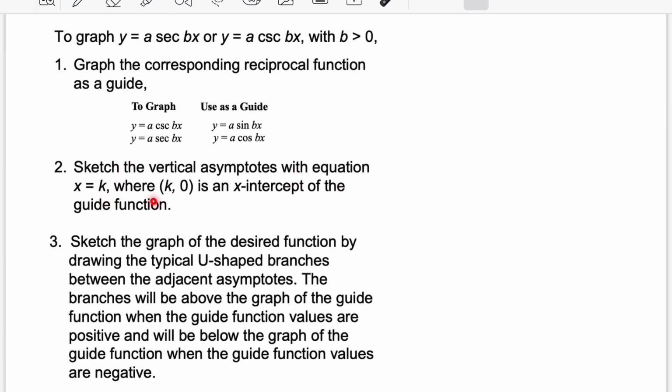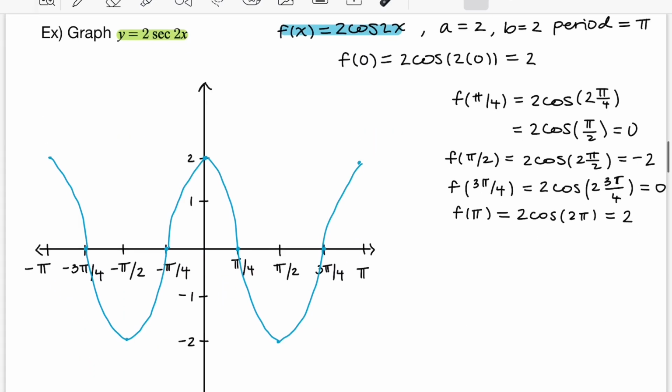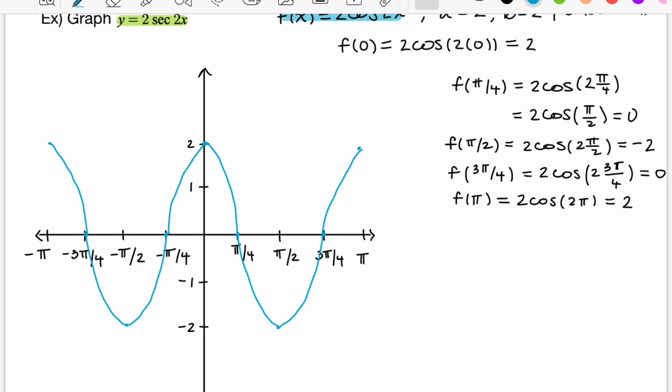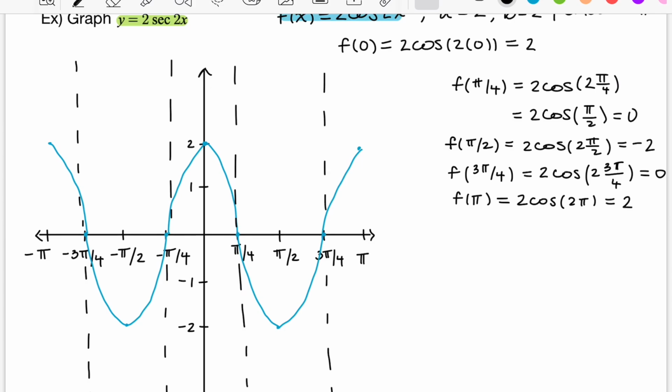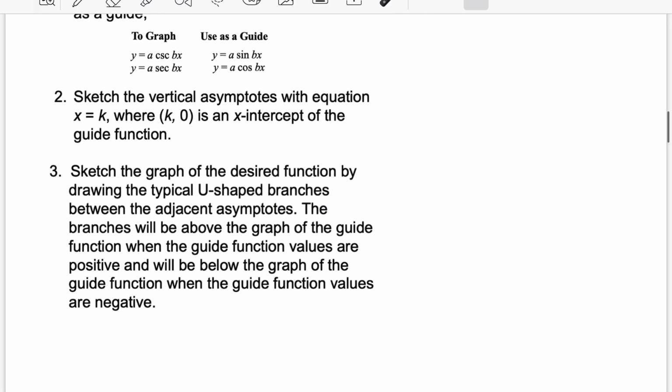Next, what we'll do is sketch our vertical asymptotes. So these occur on the x-axis at our x-intercepts here. So we have an asymptote here. Here. And here.